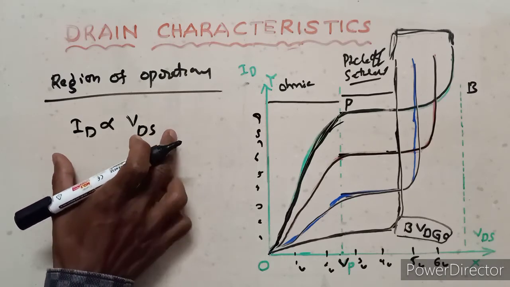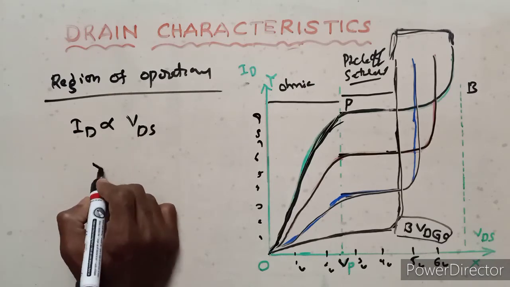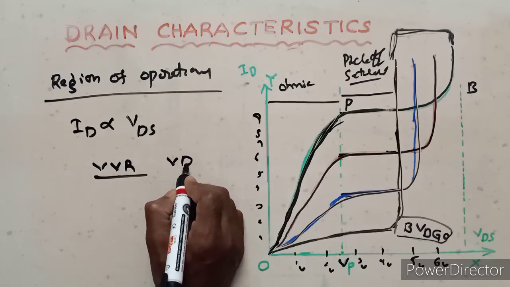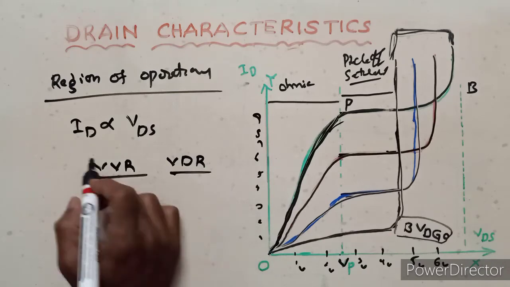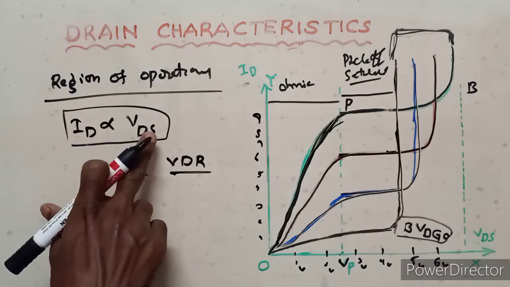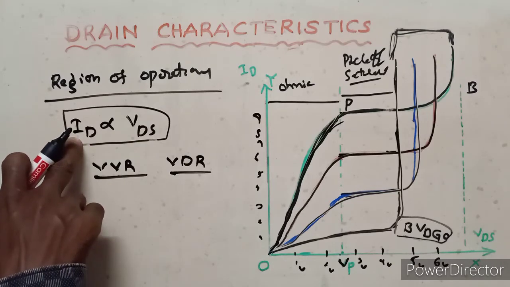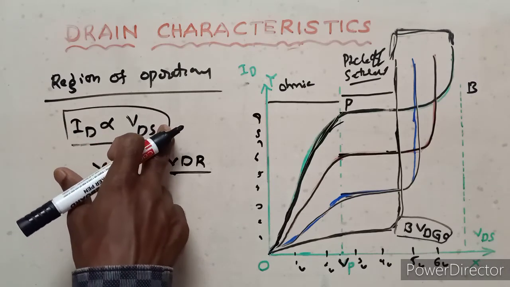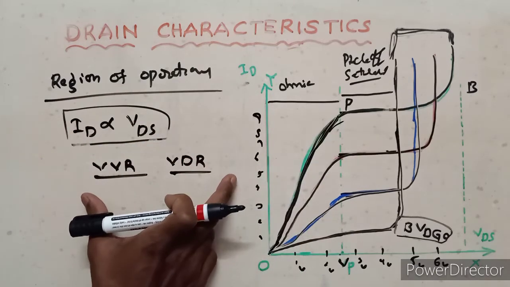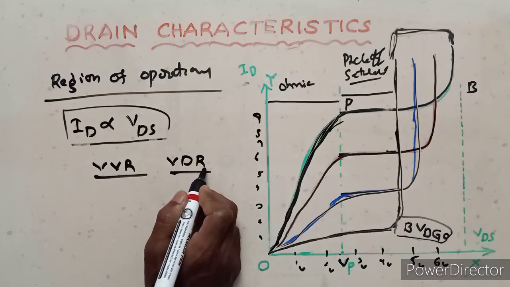So in this region, the JFET is called a voltage variable resistor, and also a voltage dependent resistor, because in this equation current is directly proportional to voltage, and voltage is directly proportional to current. If this increases, then this increases. So this is the property of a resistor. So in this region the JFET is called a voltage variable resistor, voltage dependent resistor.